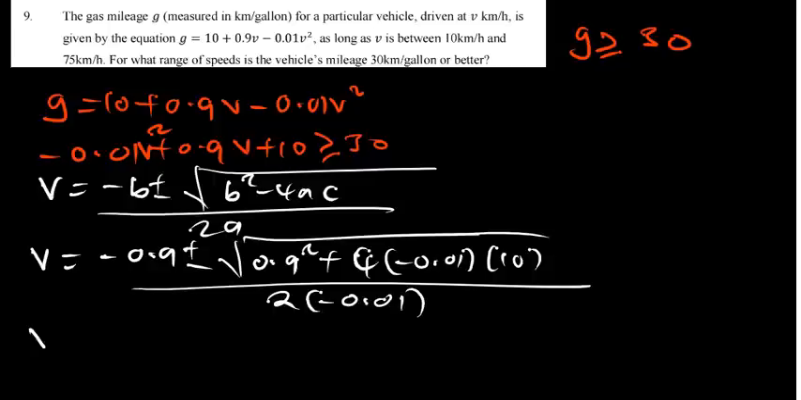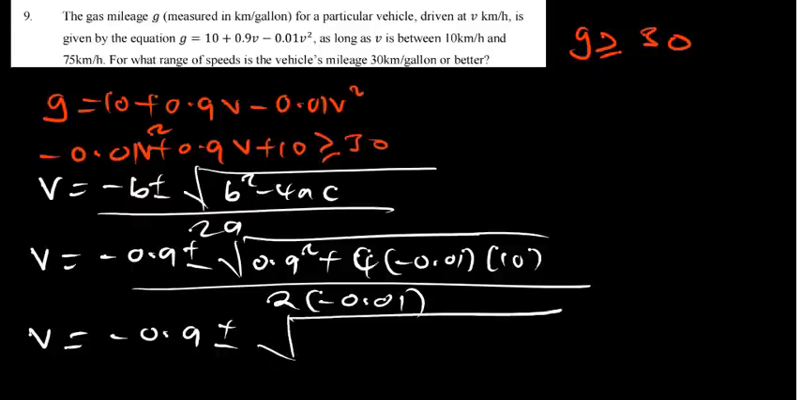Now my V in this case is going to be negative 0.9 plus or minus. Let's see what we're going to have in the square root there. You're not having a calculator, but this question they can give you something simple. This is supposed to be minus from our quadratic formula, right? So we leave out the 30 first. Oh, no. We have to shift 30 to the other side.